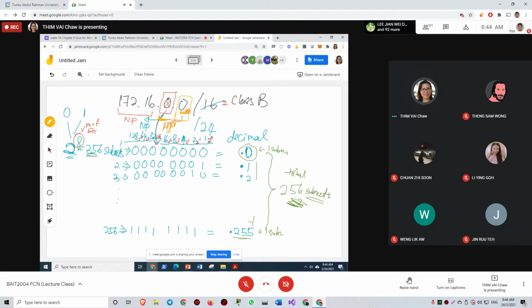So therefore, you need to use the formula again. You need to use the formula again to calculate how many host addresses are available in each subnet. In each subnet, because they are equivalent, because only this number is changing.